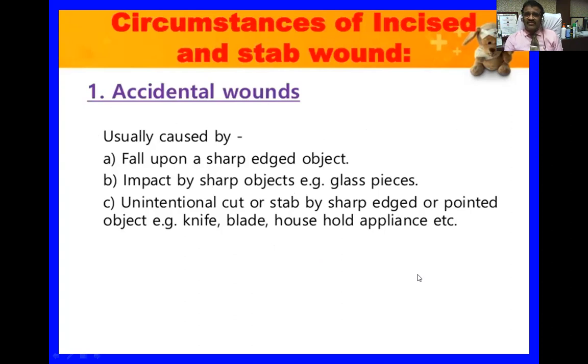Likewise, the age of injury can be determined. Now, circumstances of incised and stab wounds we'll try to understand. Accidental wounds are usually caused by a fall upon a sharp-edged object. We can accidentally fall on a sickle, and it can cause a wound. Impact by a sharp object, for example, glass pieces. An unintentional cut or stab by a sharp-edged or pointed object, for example, knife, blade, household appliances, etc.